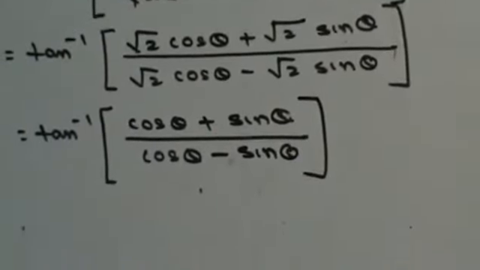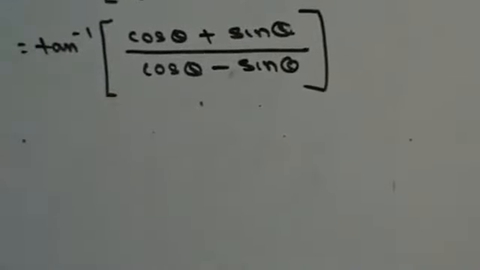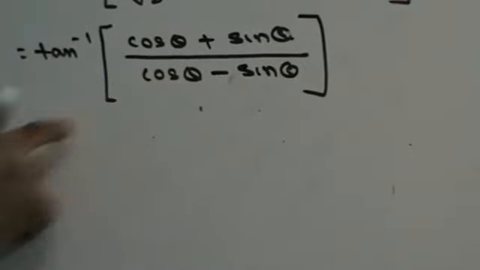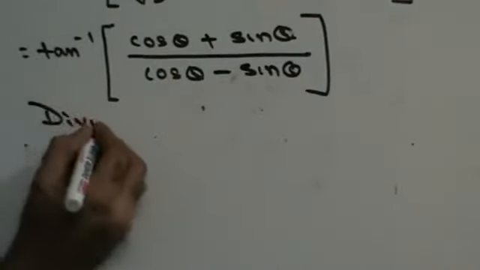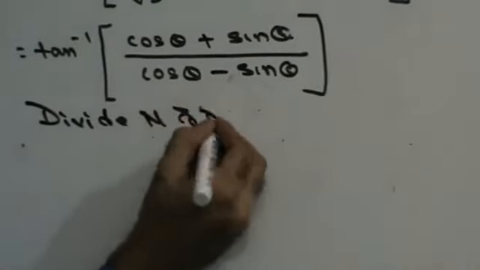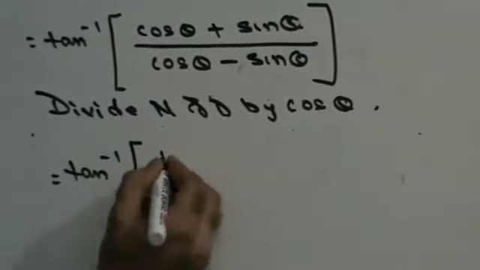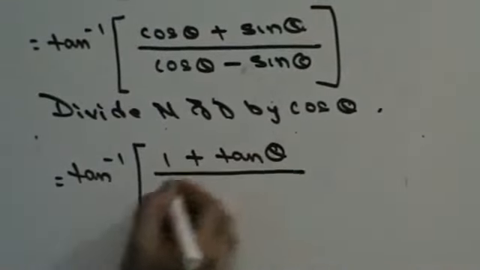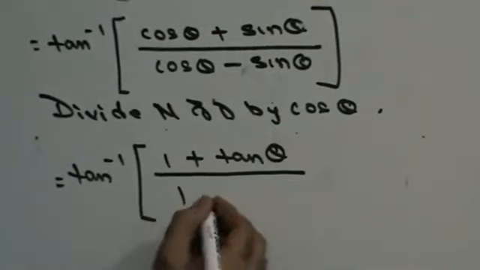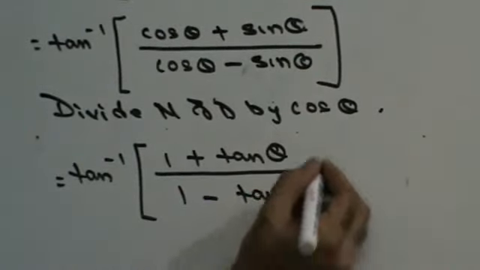Now, I have a tan function outside. I need a tan function inside. How do I get a tan function inside? The first term of the denominator should be 1. How do I make the first term of the denominator 1? By dividing by cos theta. So divide numerator and denominator by cos theta. I will get tan inverse of cos theta upon cos theta is 1, sin theta upon cos theta is tan theta, cos theta upon cos theta is 1, sin theta upon cos theta is tan theta.